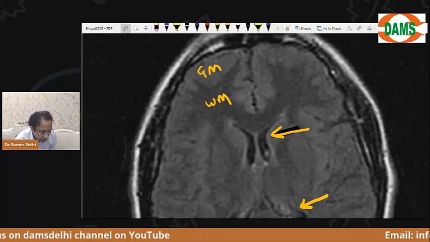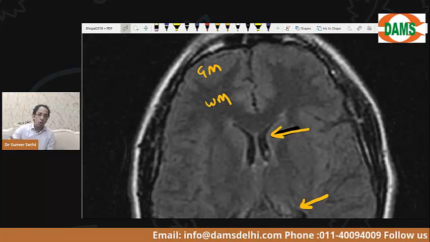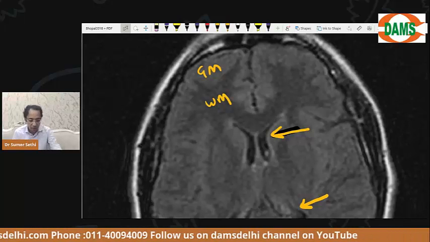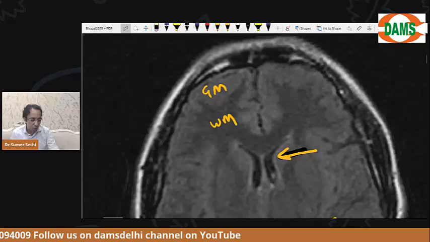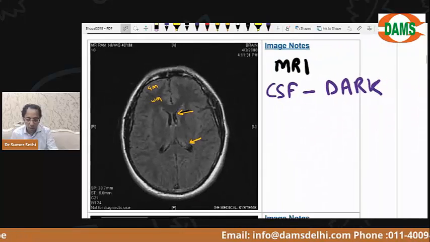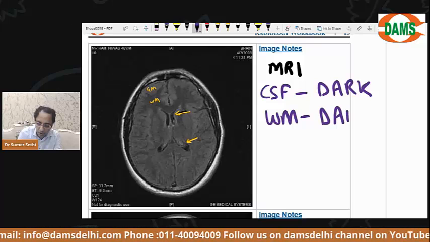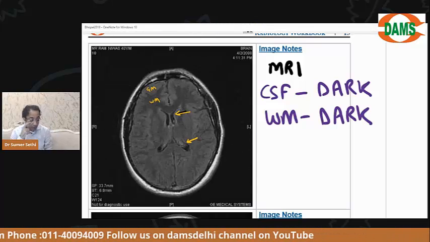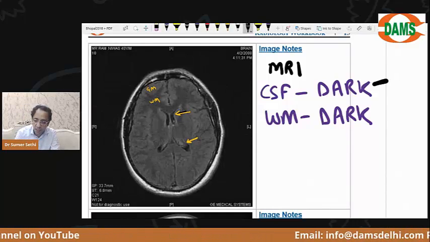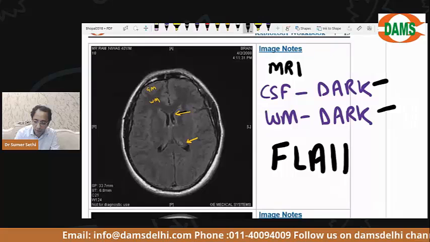Just look at the relationship between gray matter and white matter and tell me, do you think white matter is more white here or more dark? What do you think? White matter कैसा लग रहा है आपको? Dark लग रहा है कि white लग रहा है? So when I zoom the image and show it to you, I'm sure most of you are able to see the white matter in this patient is dark. Okay? So when I look at the white matter, it looks like a T2 weighted image, but the CSF is dark. That means CSF has been suppressed. This is a FLAIR MRI image.